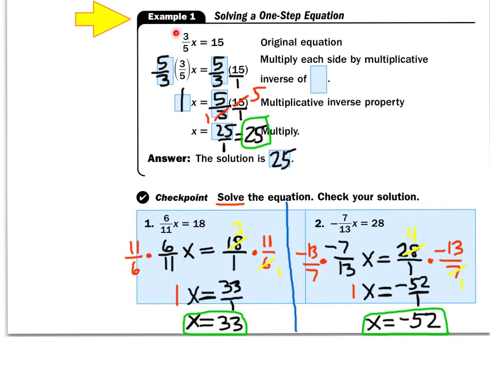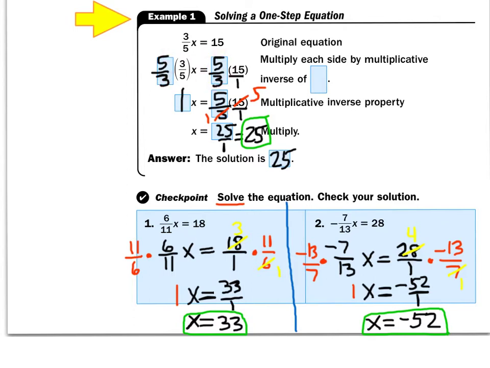We have 3/5x = 15. Well, the first thing I always tell people to do is make everything look like a fraction. So I would write 3/5x = 15/1. And now, look at the fraction touching your variable, 3/5. That's what I want to destroy. So I destroy it by multiplying by its multiplicative inverse, or its reciprocal, 5/3. Whatever I do on one side, I have to match on the other side.